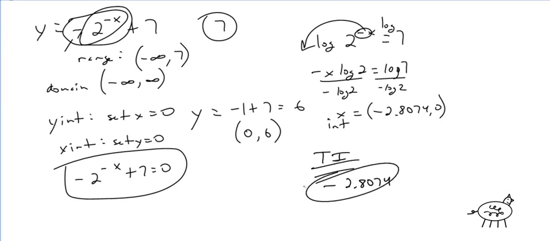And I want to see keystrokes. Okay, so you label all the keystrokes that you use to solve this. All right, let's try another one here.